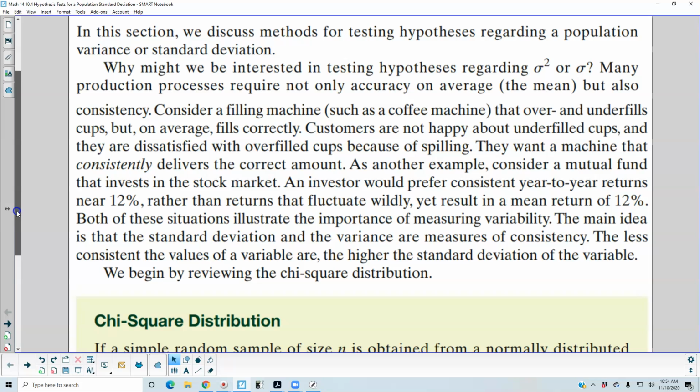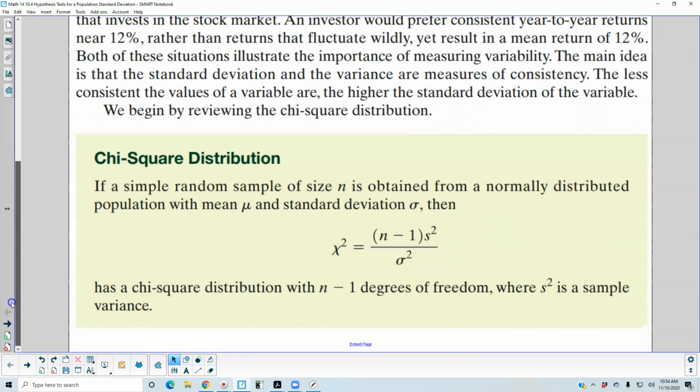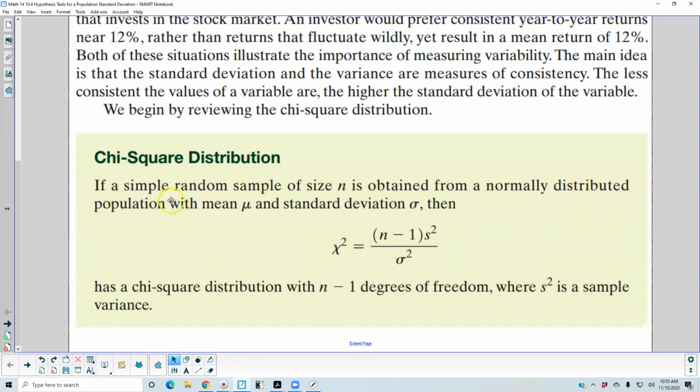We begin by reviewing the chi-square distribution. The chi-square distribution states that if a simple random sample of size n is obtained from a normally distributed population with mean mu and a population standard deviation sigma, then we have the following formula. Chi-square is equal to (n minus 1) times s squared over sigma squared. It has a chi-square distribution with n minus 1 degrees of freedom, where s squared is the sample variance.